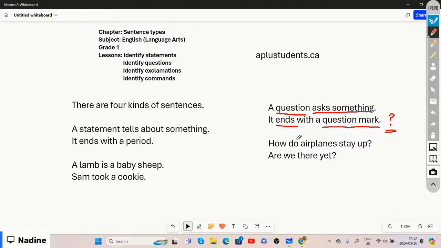Or if I maybe ask, how old are you? This is a question. So, how old are you? If I ask a question, then it means that you're going to have to respond by saying, I am blank years old. But the question that is being asked is, how old are you? And it ends with a question mark.